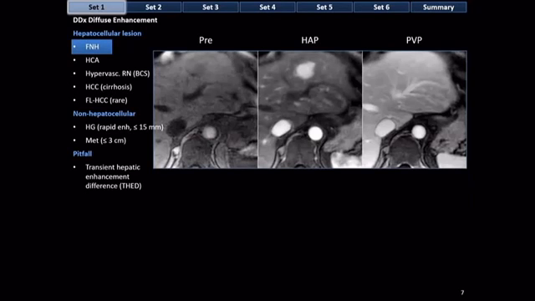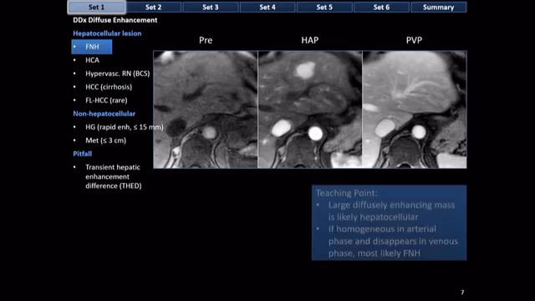Now, focal nodular hyperplasias do occur in men, although less commonly than in women. And this is an example now on MRI of a diffusely hyperenhancing mass that disappears in the portal venous phase. In the absence of cirrhosis, and this man had no cirrhosis, the diffuse enhancement with the portal venous disappearance favors FNH, same teaching points as on the previous study.